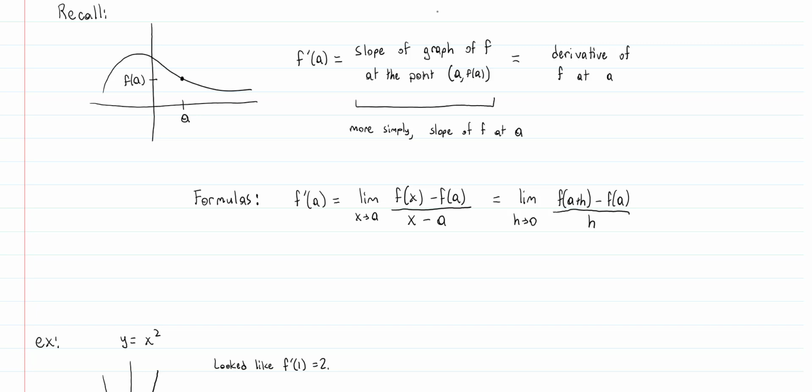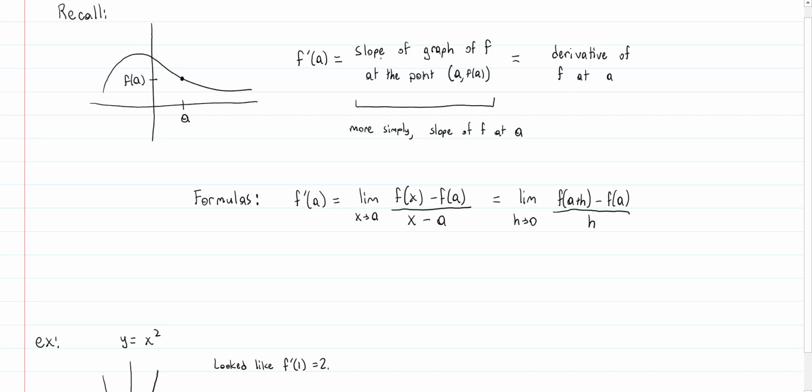Alright, in this video we are going to be working through some examples. Before that, let's quickly recall what we talked about last time. Here I have the graph of some function f, and I've marked a particular point on the graph. The x-coordinate is a. We defined the slope of the graph of f at the point (a, f(a)). We denoted it with this notation f prime of a. And we also noted that this is actually the derivative of f at a.